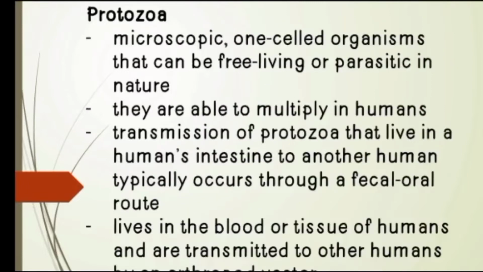Protozoa. Protozoa are microscopic, one-celled organisms that can be free-living or parasitic in nature. They are also able to multiply in humans, which contributes to their survival and also permits serious infections to develop from just a single organism. Transmission of protozoa that live in a human's intestine to another human typically occurs through a fecal-oral route.